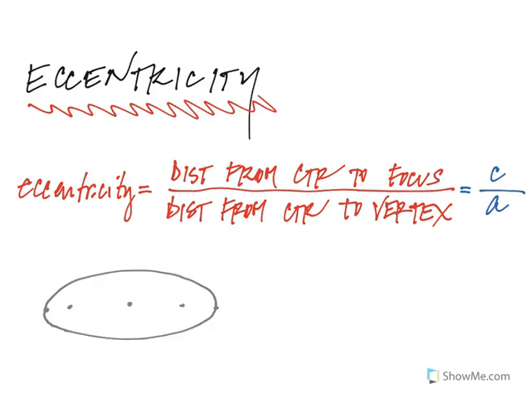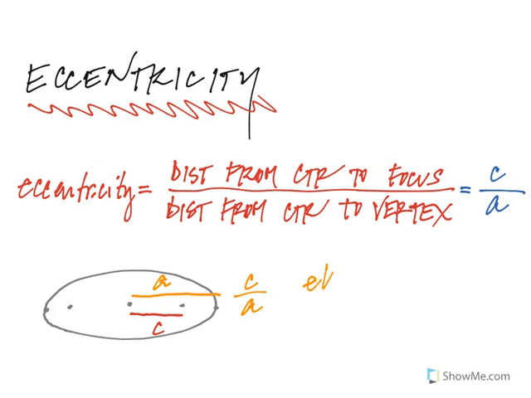Let's take an ellipse. Distance from center to focus obviously is this distance right here. That's going to be your C. Your A then is the distance from the center out to the vertex. And I should mention, the vertex is commonly referred to as the endpoints of the major axis for ellipses. So this part is A. So C over A in this case will be less than 1.